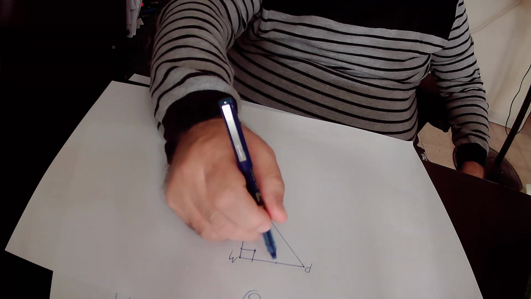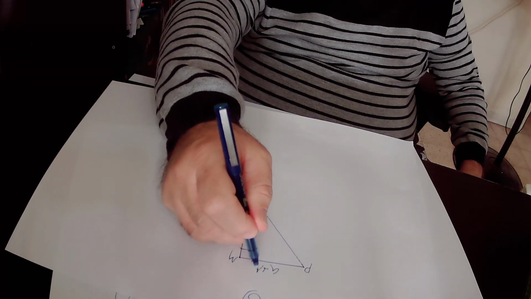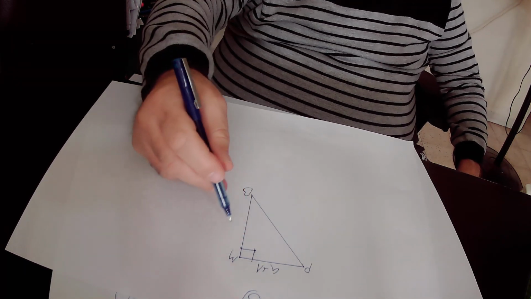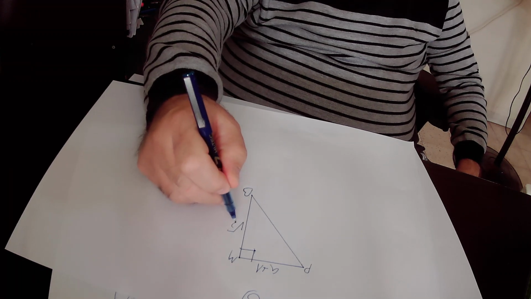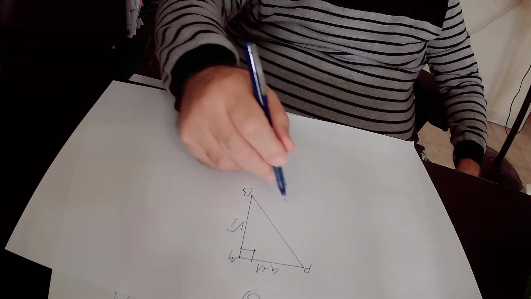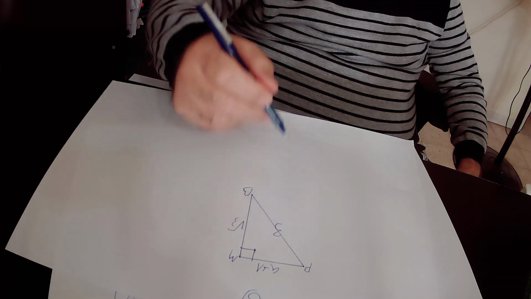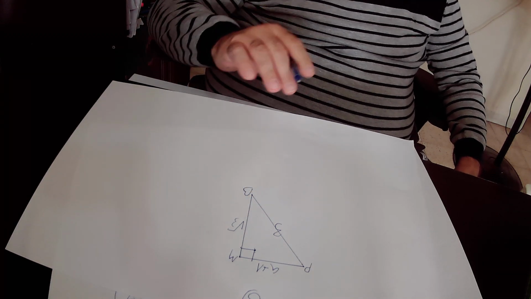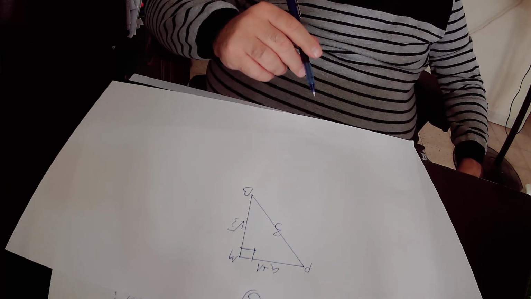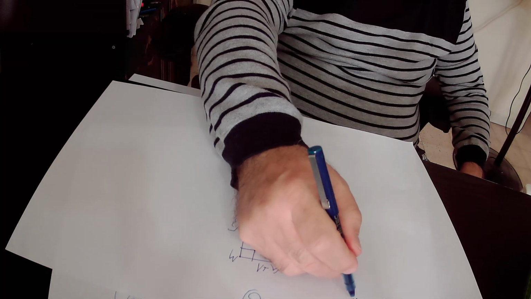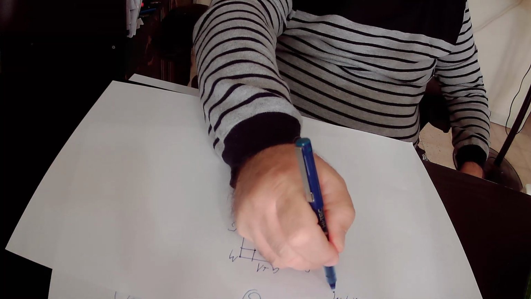Side PM equals A plus 1. Side MB equals the square root of 3 units. And the hypotenuse PB equals 3 units, according to what is given in the question. So this is the right triangle PMB, copied from the original drawing.